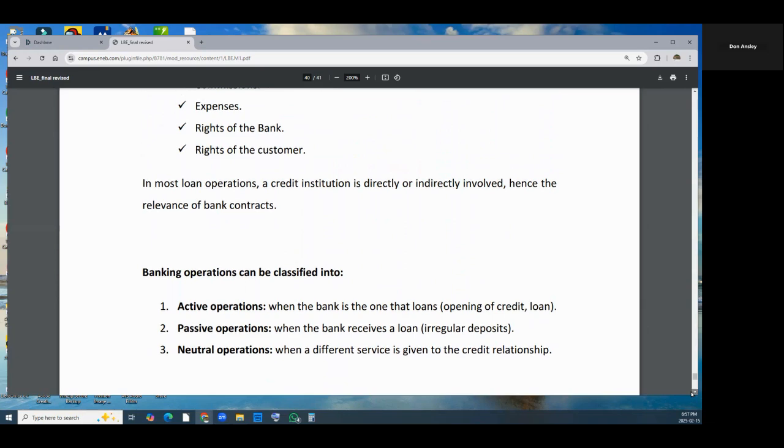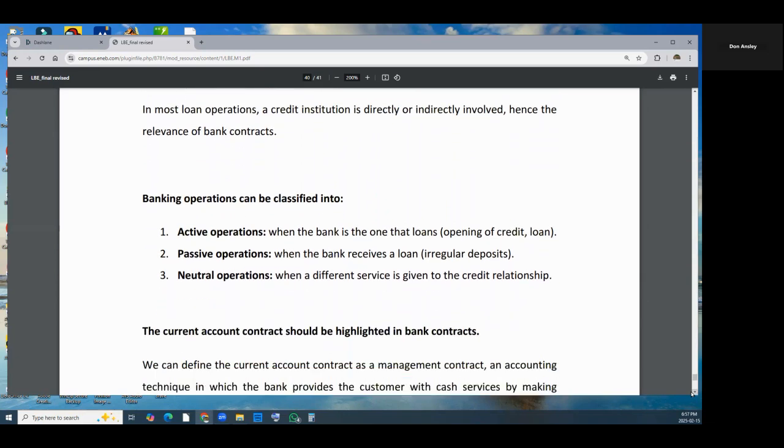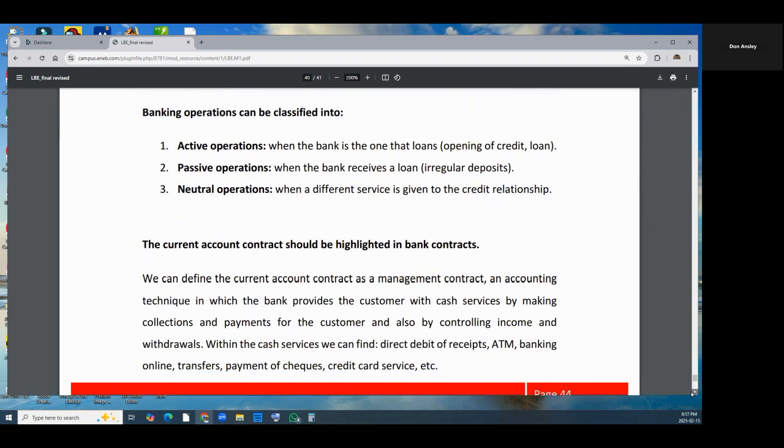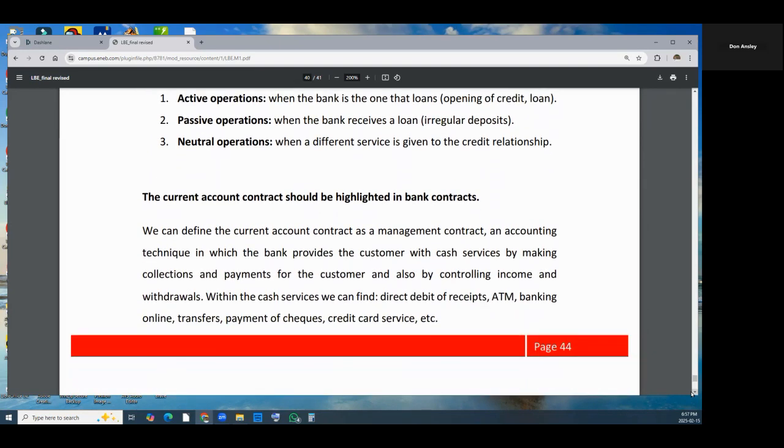Banking operations can be classified as active operations, where the bank is the one that loans, opening a credit or loan. Passive operations, where the bank receives a loan in irregular deposits, and neutral operations, where a different service is given to the credit relationship. The current account contract should be highlighted in bank contracts.